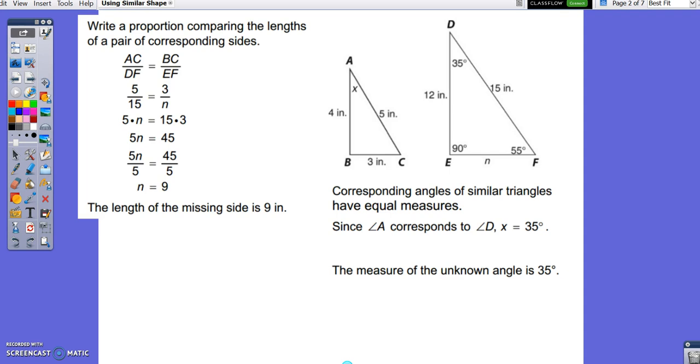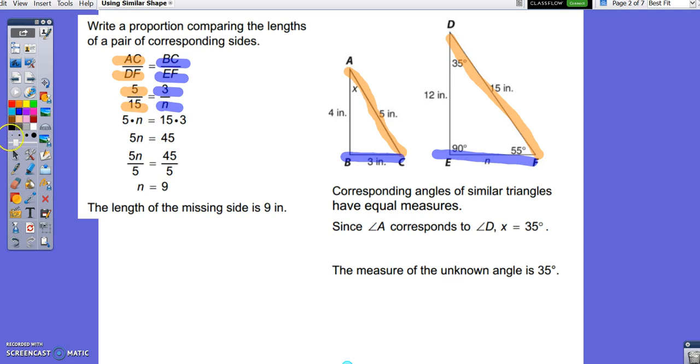Write a proportion comparing the lengths of a pair of corresponding sides. So we have AC and DF as corresponding sides, and we have BC and EF as corresponding sides. So we're going to be able to figure out the value of the unknown side by knowing that the shapes are similar. AC has a value of 5 and DF has a value of 15. BC has a value of 3 and EF, we do not know the measure of EF, so we're going to use a proportion to solve to find the value of EF.